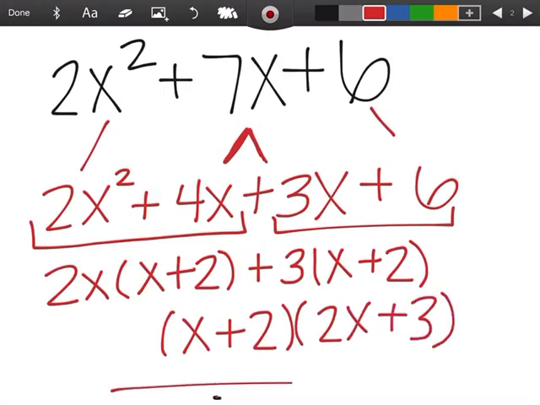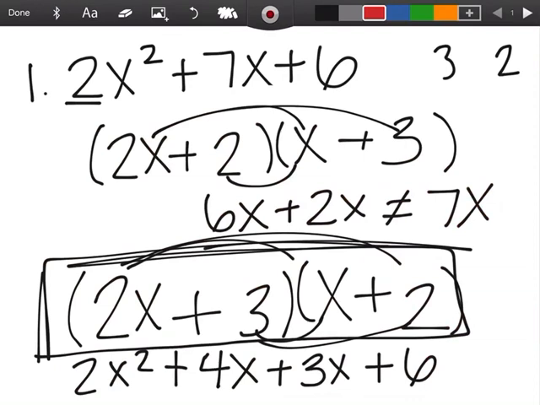So it's the same answer. I just used a different approach, but I still got the same answer.